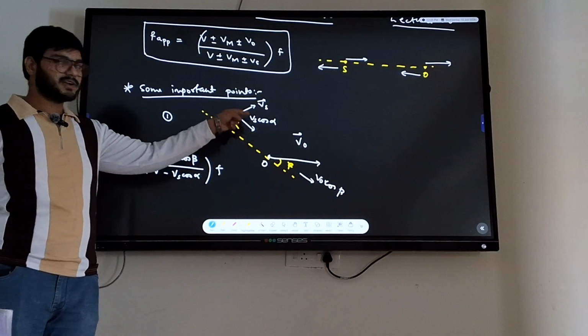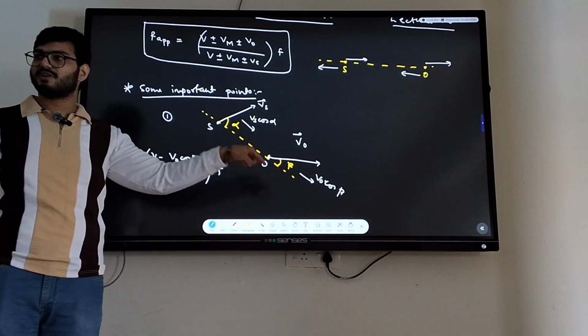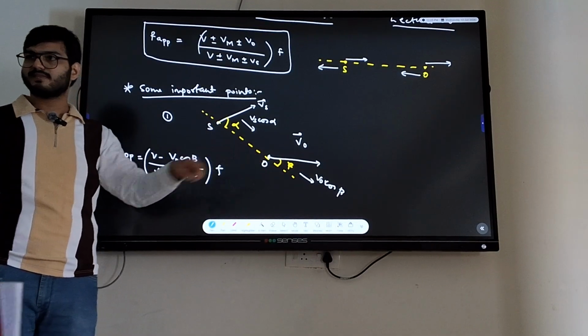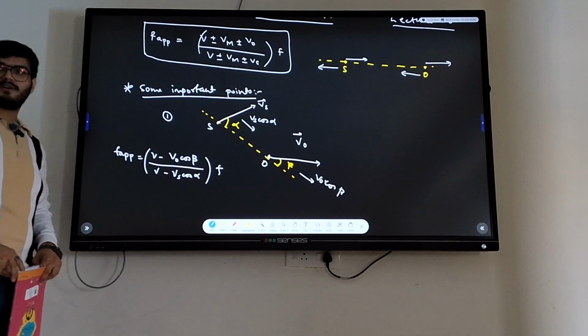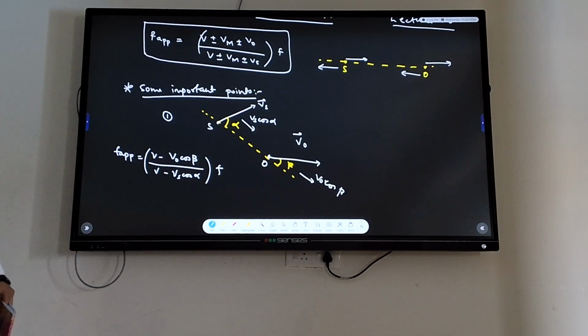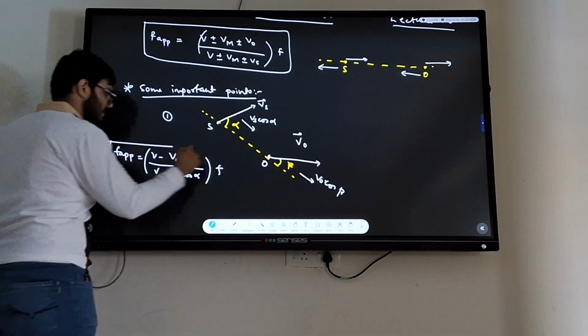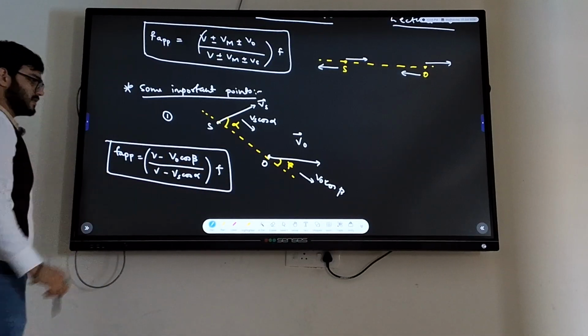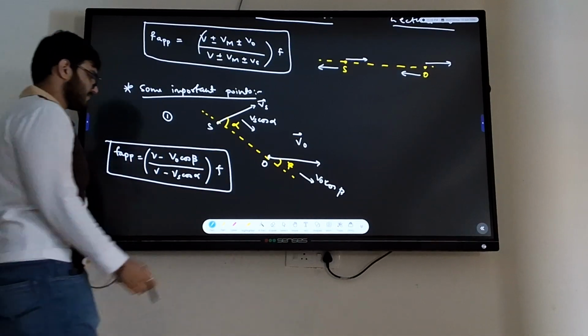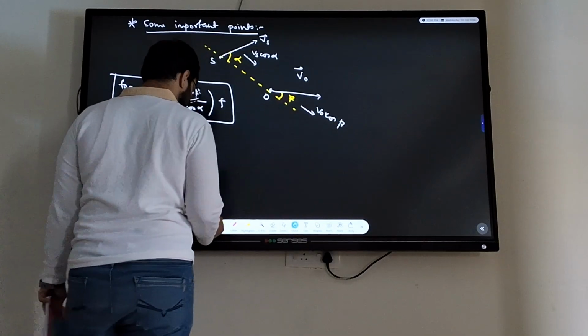This is just an example of a special case, but hopefully the idea is delivered. You take the component of velocity which is along the line joining the 2 points. Yes? So I will not wait around. If you are writing, that's okay. Otherwise I will just go forward. So this is the first point done. Second point.